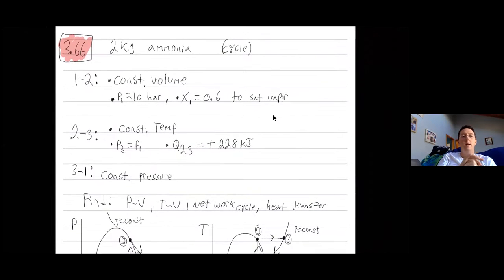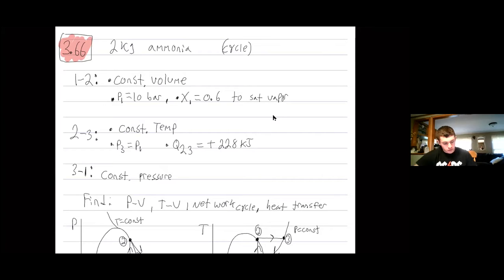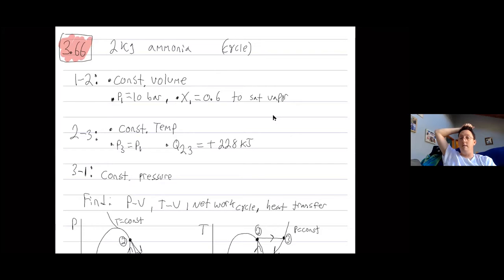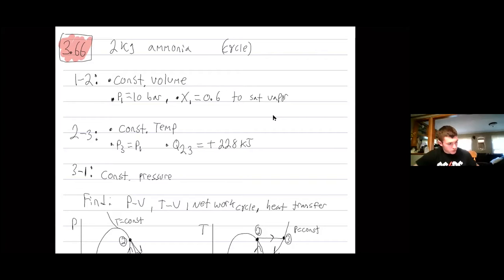Okay, so then what do you know about state? To go from 1 to 2, you know that state 2 is saturated vapor, on the saturated vapor line, and you know the specific volume is constant. So now you need to go to the table and figure out where that would put you. Should I go to the superheated vapor table then? Well, you know it's saturated vapor, so you want to be in the saturated table. You don't know pressure, and you don't know temperature, but you know specific volume.